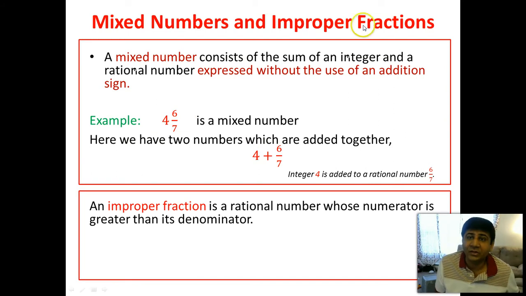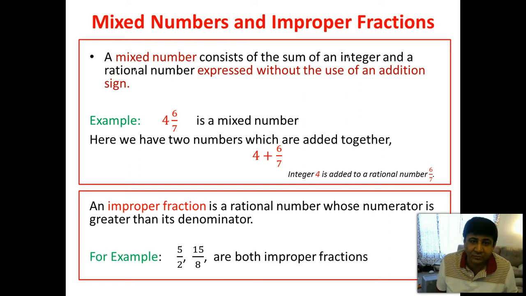Now improper fraction, I'm pretty sure you all know, is also called top heavy, when the numerator is a bigger number than the denominator. So examples of improper fractions are 5 over 2, 15 over 8, anything where your numerator is bigger than the denominator. That will be an improper fraction.